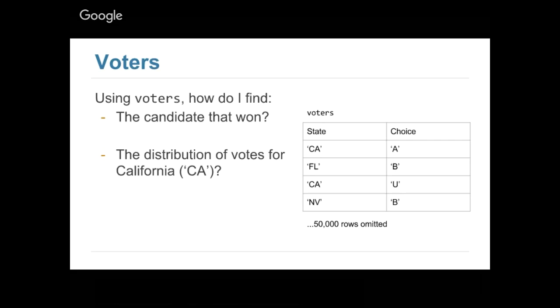Using this table called voters, which contains the state in the state column and the choice of candidate in the choice column. In this case, there are 3 candidates: candidate A, candidate B, and undecided, which I've marked with A, B, and U. Only three candidates here. Everything else is just a repeat of A, B, and U. We have 50 states here and a bunch of rows for a bunch of voters. How do I find the candidate that won? How do I find the distribution of votes for California? Go ahead.